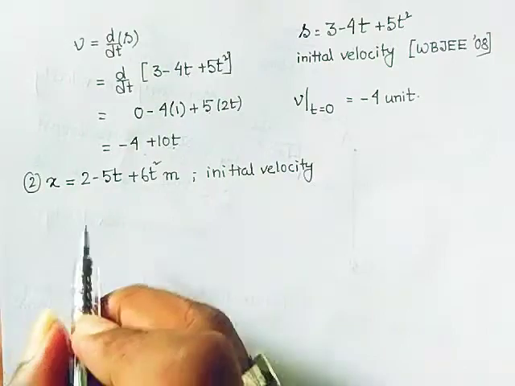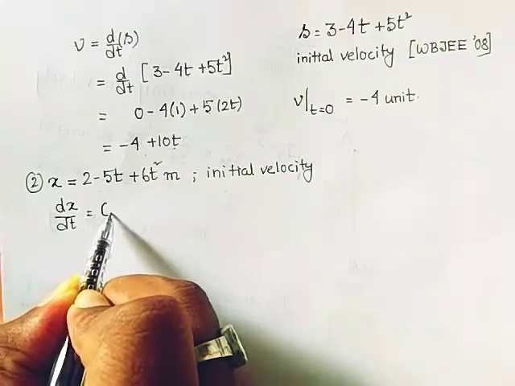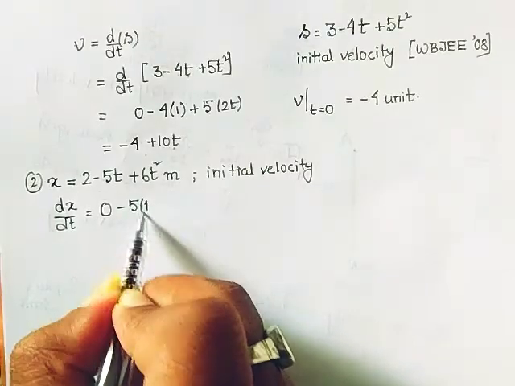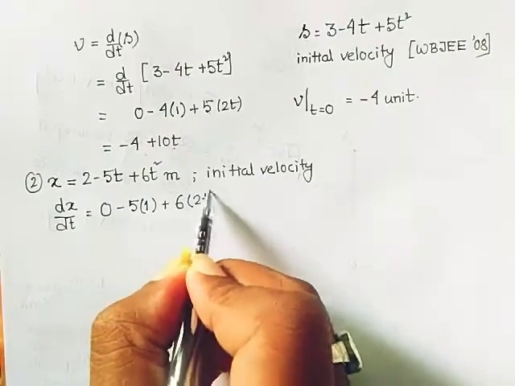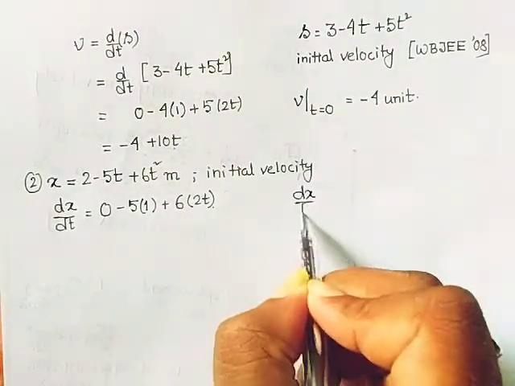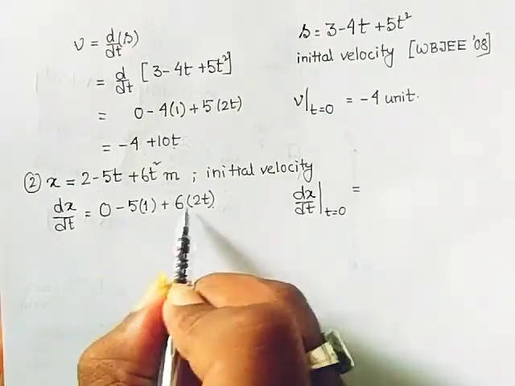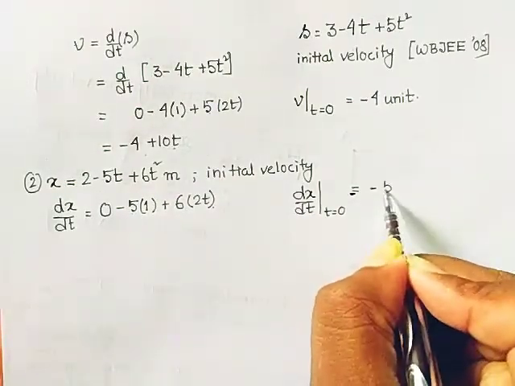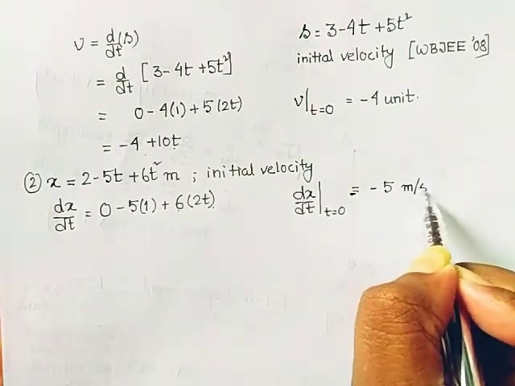If you want to find the initial velocity, then dx/dt: the differentiation of 2 is 0, minus 5 will be as it is, the differentiation of t is 1, 6 will be as it is, the differentiation of t square will be 2t. So if I want to find out the initial velocity, then it will be dx/dt at t equal to 0, this gives the initial velocity. So here if I put the value t equal to 0, then there will be no change here, that will be minus 5, and 6 into 2t becomes 0, so it will be minus 5 meter per second.